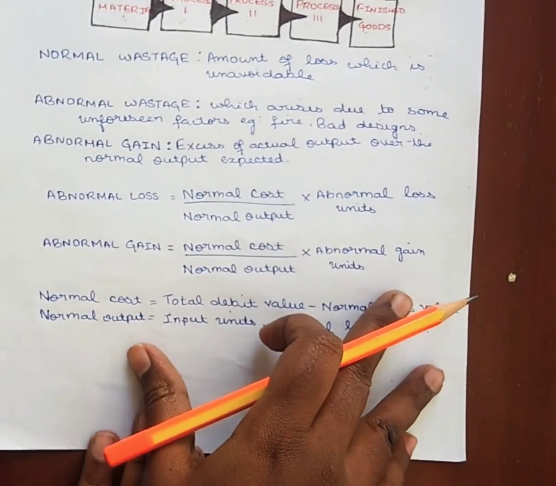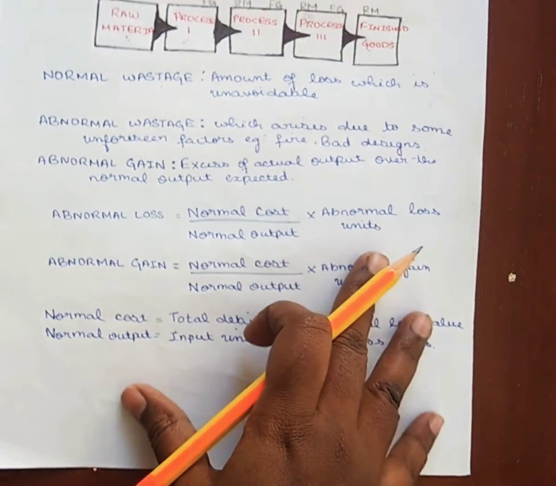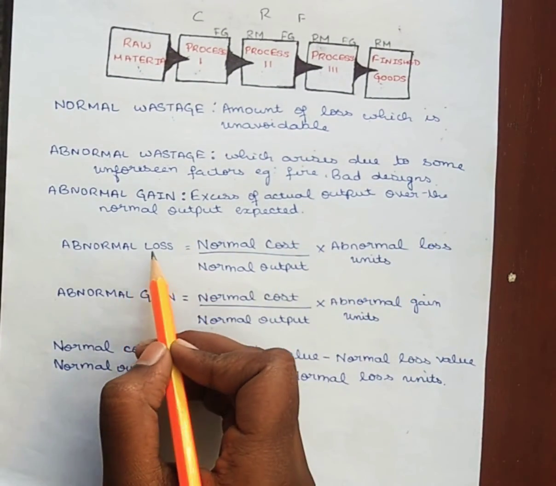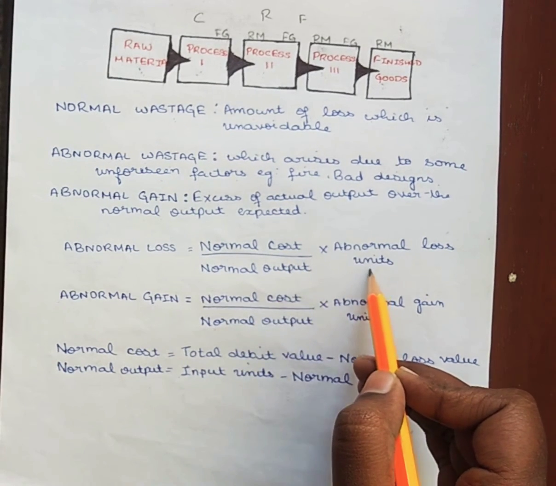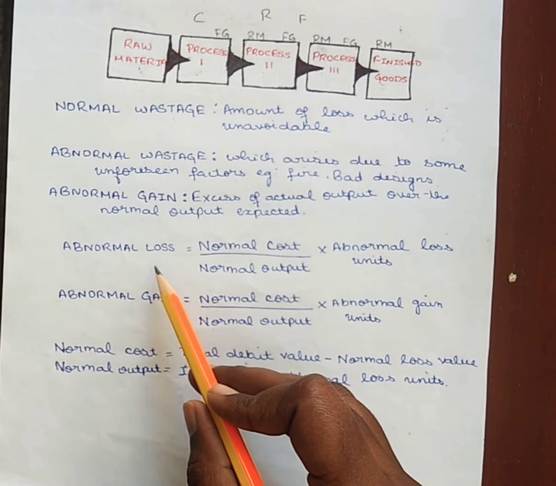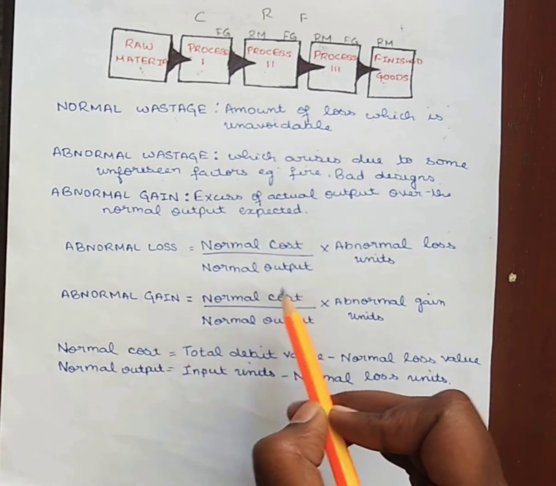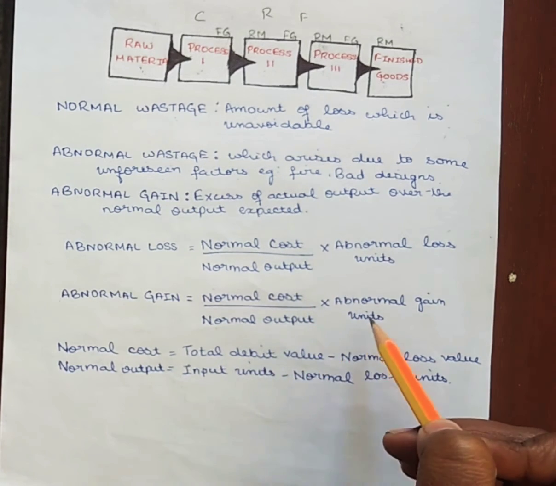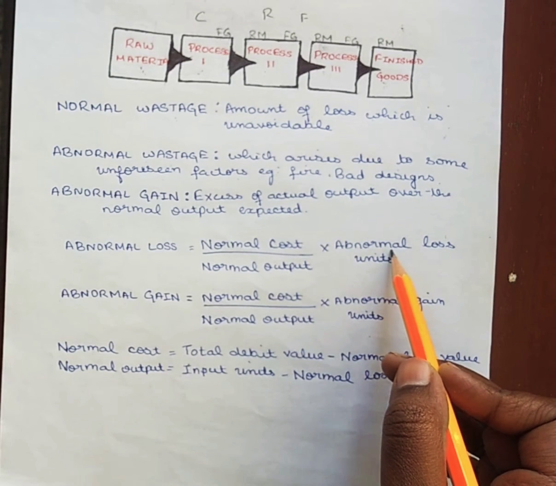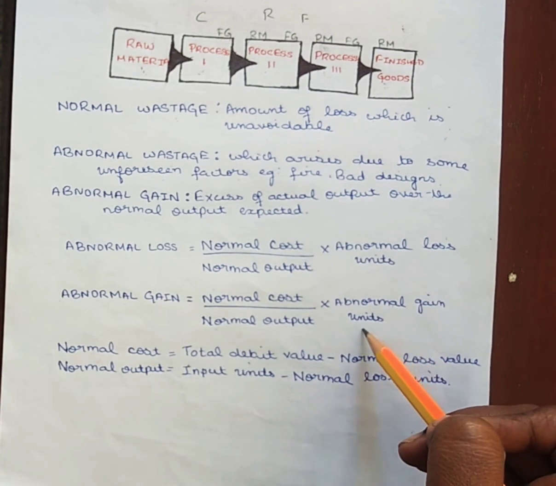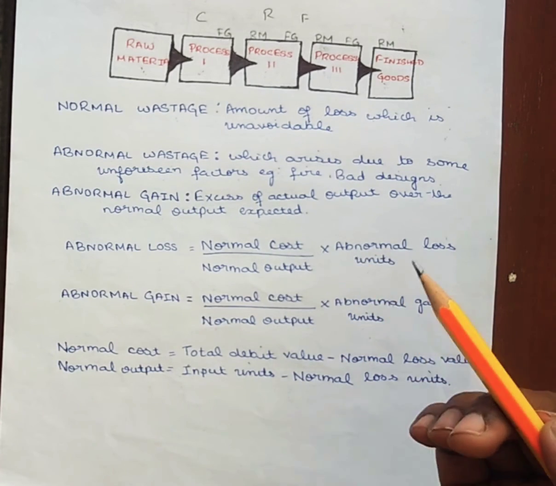These are the formulas to calculate abnormal loss, abnormal gain and normal cost. How do you calculate abnormal loss? Normal cost divided by normal output into abnormal loss units will give you abnormal loss. And then we have abnormal gain. How do we calculate abnormal gain? Normal cost divided by normal output into abnormal gain units. Usually the abnormal loss units and abnormal gain units, depending on the problem or the situation that they have given, we need to find out.